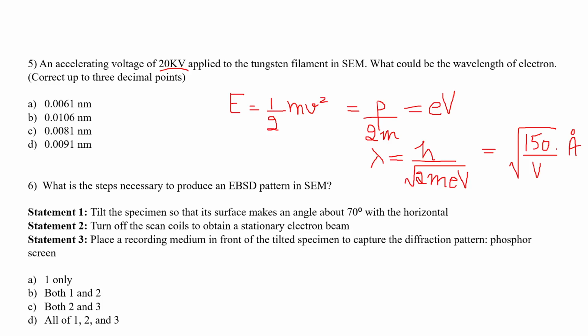And it's coming 0.0086 nanometer. Yeah, I couldn't hear you. Can you please repeat? Ma'am, it's coming 0.0086 nanometer. Yeah. So option C is the closest to that. So option C will be the correct option.